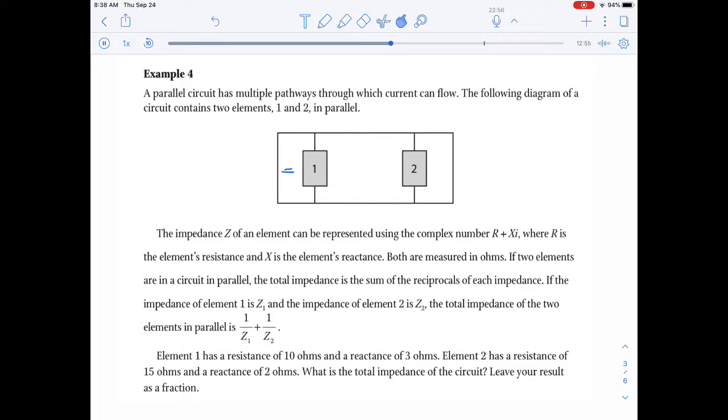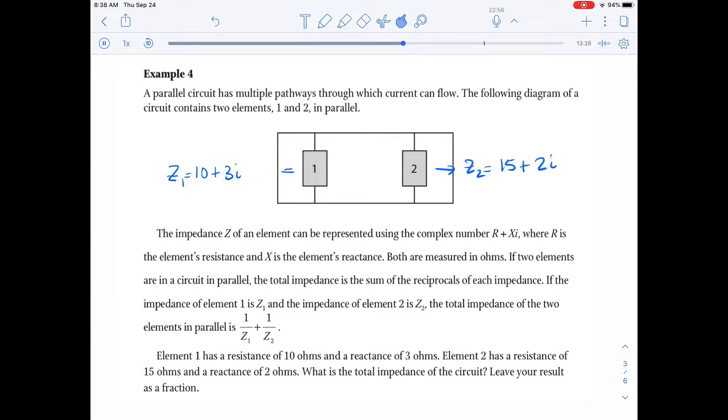Let's begin this problem by writing out the impedance for element 1. So we'd have Z1 is equal to a resistance of 10 ohms plus a reactance of 3 ohms. So our complex number for Z1 is 10 plus 3i. Our impedance for element 2, the real part, which is the resistance, is equal to 15 ohms plus the imaginary part of a reactance of 2 ohms. So Z2, our complex number, is equivalent to 15 plus 2i.